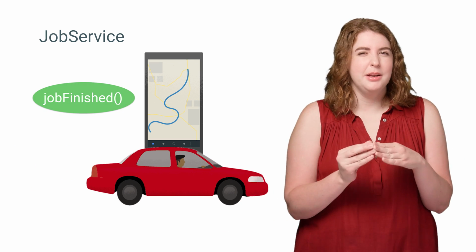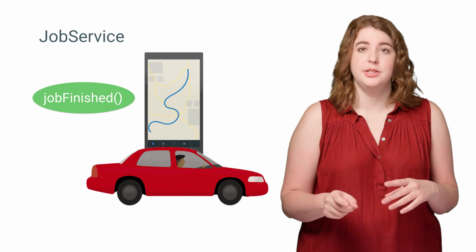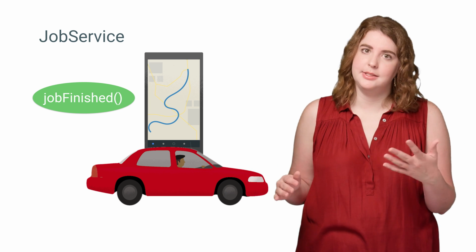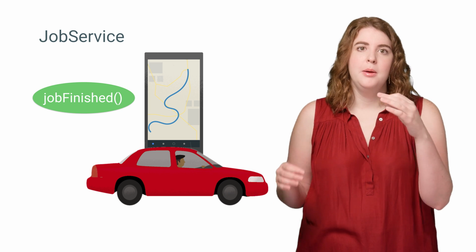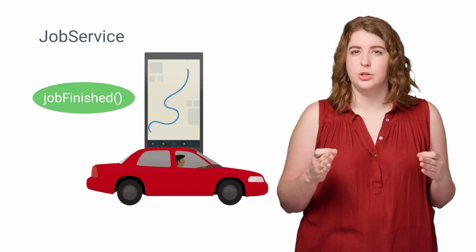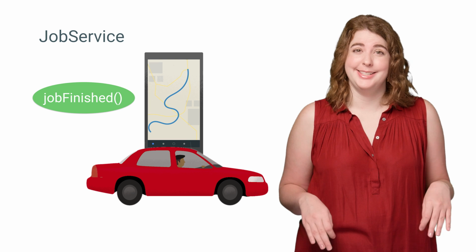jobFinished is not a method you override, and the system won't call it, but that's because you need to be the one to call this method once your service or thread has finished working on the job. That is, if your onStartJob returned true, because this is how the system knows that your work is really done and it can release your wake lock. So if you forget, your app is going to look pretty guilty in the battery stats lineup.